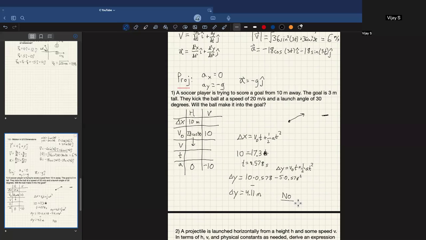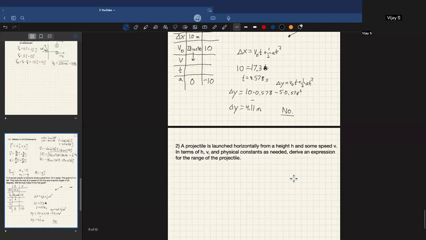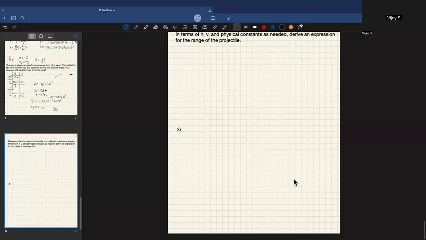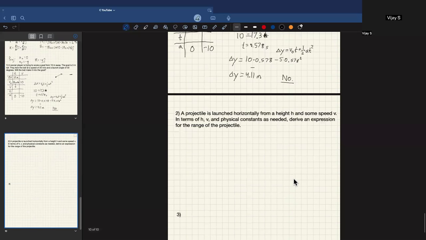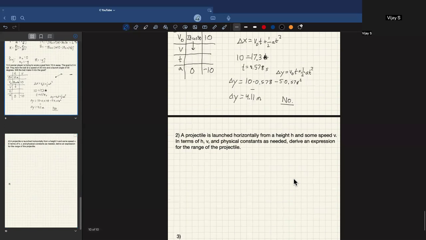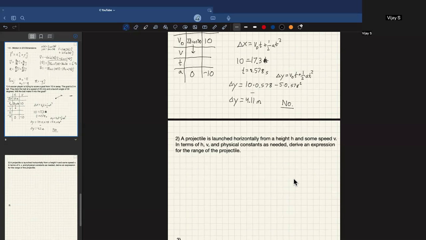Right, so that's kind of a cool little thing that we can do with projectiles. Another thing you can do is you can work with symbolic expressions as well. And so, in terms of that, we have that a projectile is launched horizontally from some height and speed. In terms of height, speed, and physical constants, which is g essentially for right now, derive an expression for the range of the projectile.